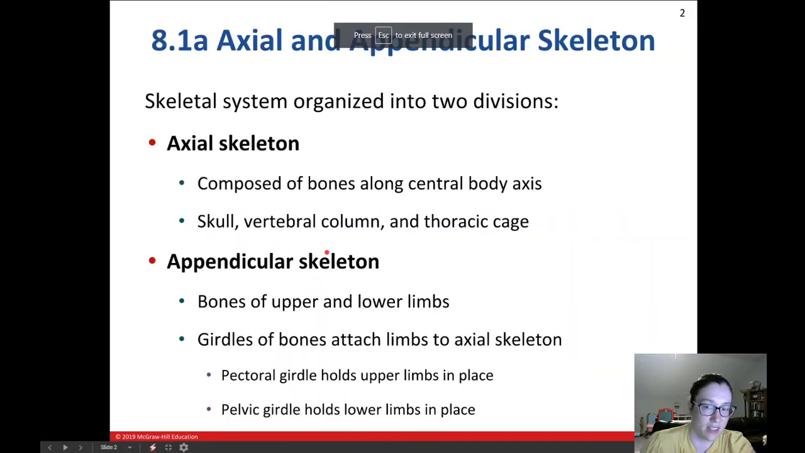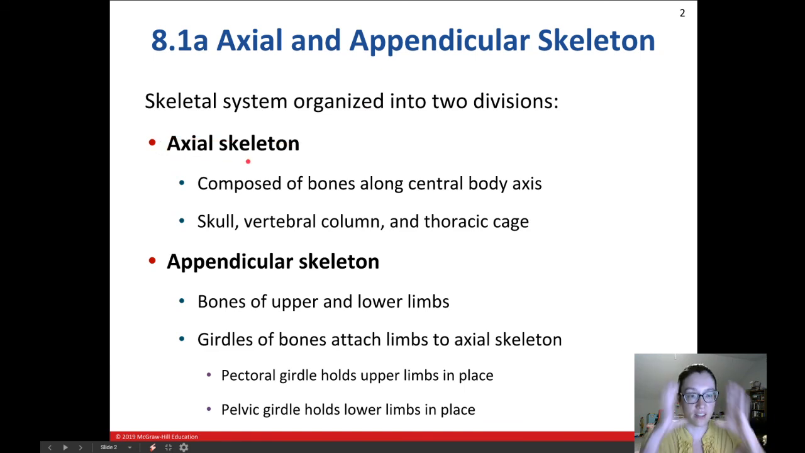So what is the axial skeleton versus the appendicular skeleton? The skeletal system is organized into 2 divisions. The axial skeleton, remember axial is going to be the axis of the body. It's composed of the bones along the central body axis: the skull, the vertebral column, and the thoracic cage or your rib cage. So your skull, vertebrae, and rib cage. It seems like that wouldn't be very much, but this is actually really complicated and confusing. So we'll start with this.